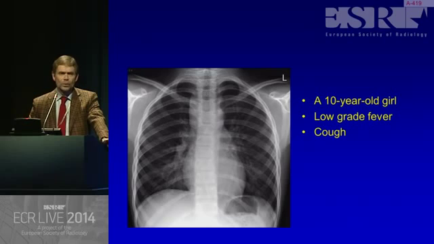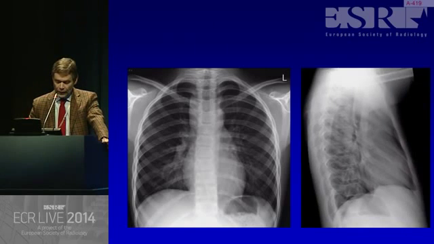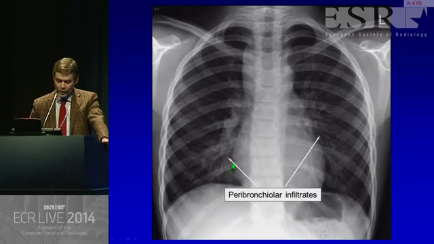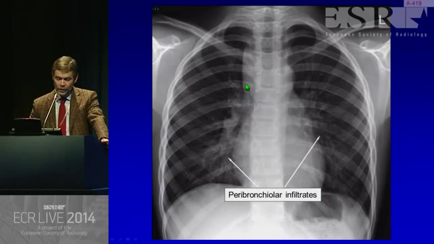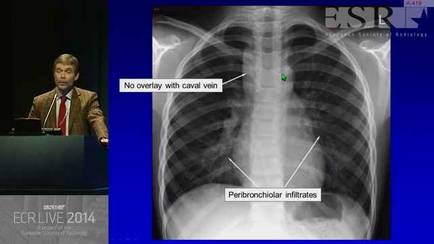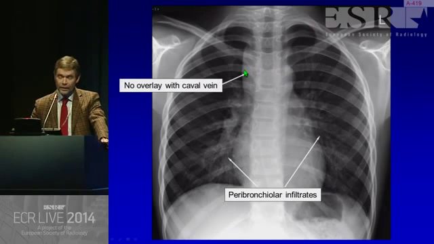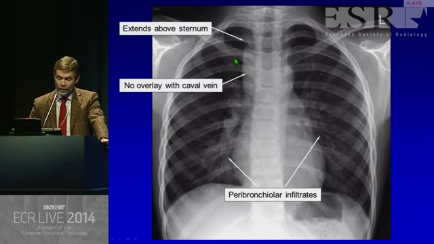So this is a more difficult case, which in the end turned out to be thymus also. But this is an older child, a 10-year-old, who had a low-grade fever and a cough. And the cough was caused by some kind of bronchitis-like disease. But this is much more interesting because this shouldn't be there. And where is it exactly? We don't see any overlay with the caval vein, so obviously this part is in the anterior mediastinum, but it also extends above the sternum. And above the sternum, there's no anterior mediastinum, so it also should be in the posterior or middle mediastinum. So this deserves further examination.